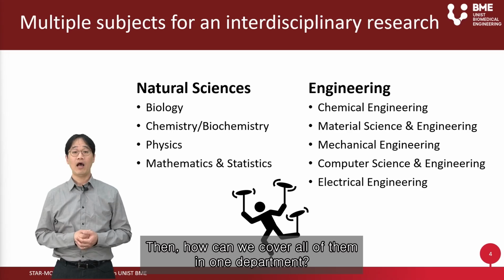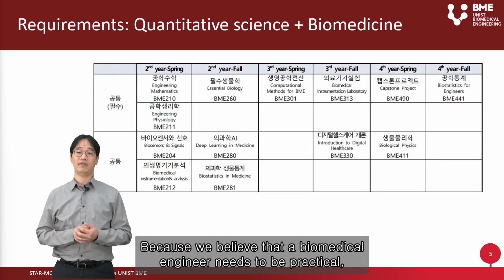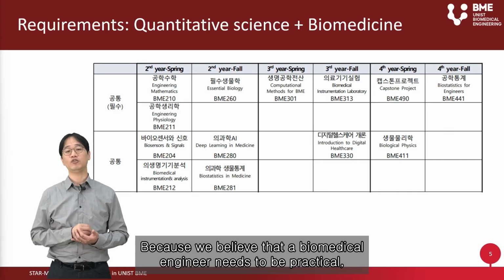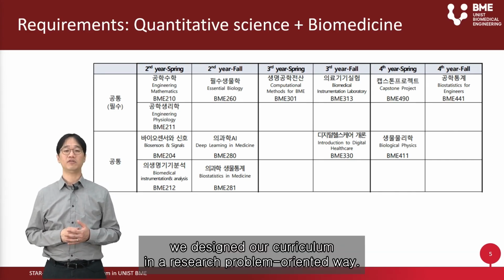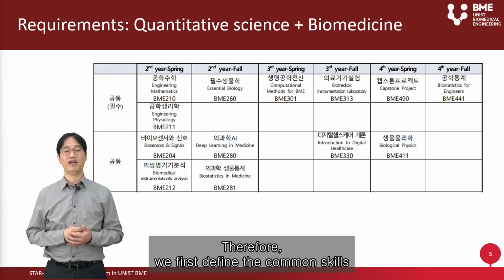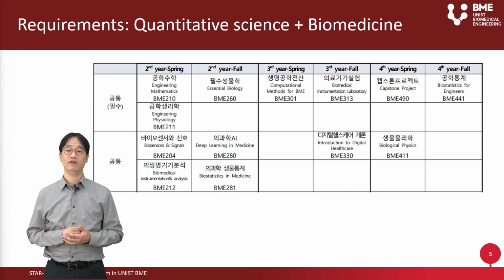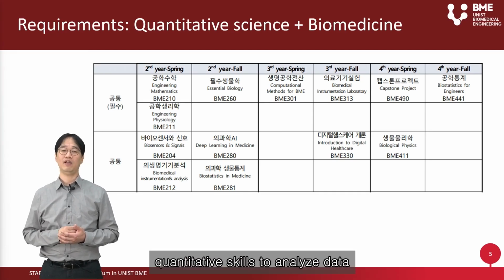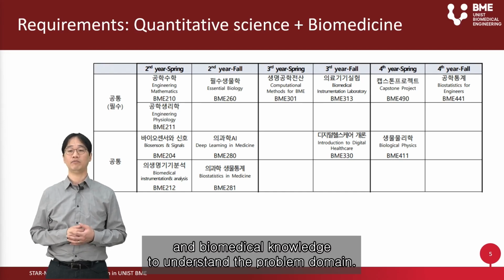Then, how can we cover all of them in one department? Because we believe that a biomedical engineer needs to be practical, we design our curriculum in a research problem-oriented way. Therefore, we first define the common skills that a biomedical engineer should have: quantitative skills to analyze data, and biomedical knowledge to understand the problem domain.